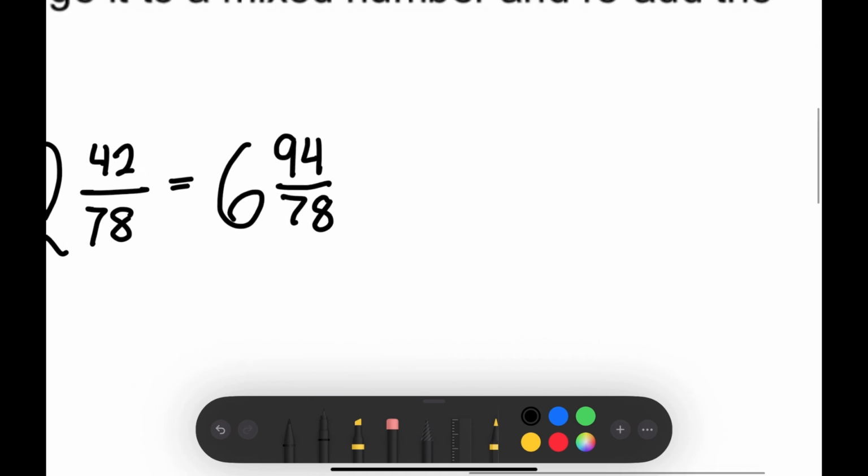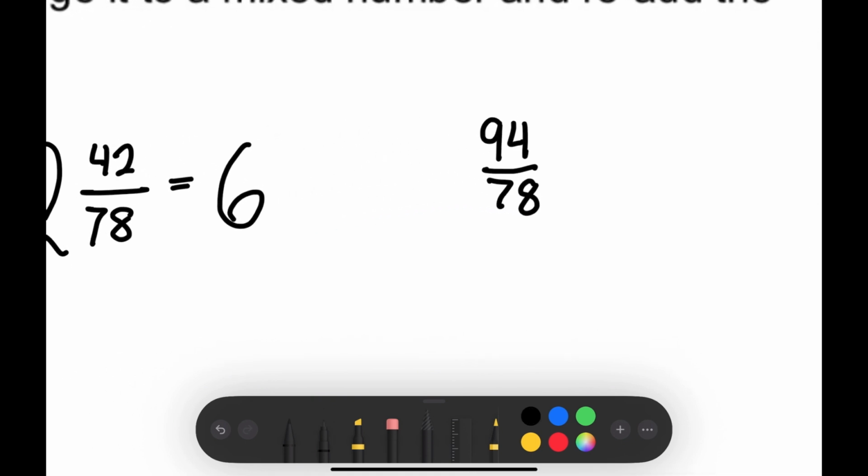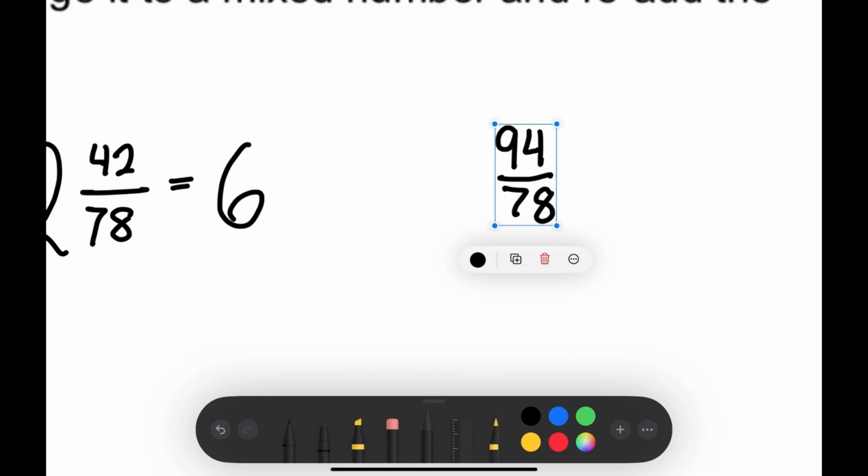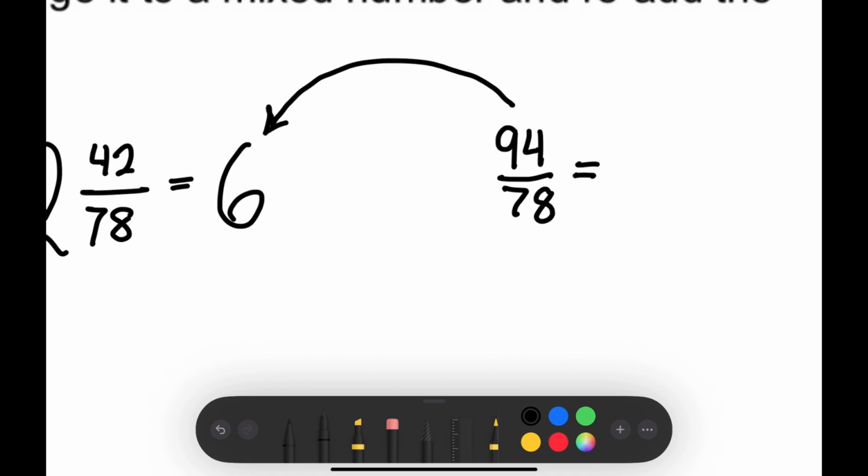Now we can't keep it like this. So I'm going to take this, move it to the side. We have to convert this into a mixed number. And then we'll just add it back with the whole number. So first off, how many times can 78 fit into 94? It could fit one time. My denominator stays the same.